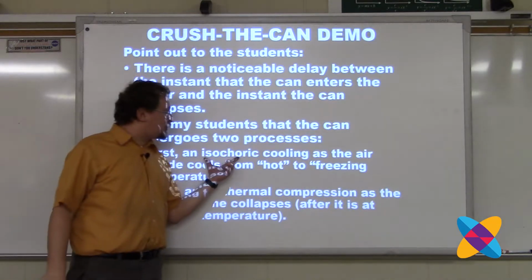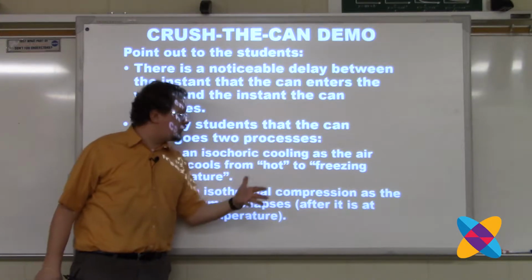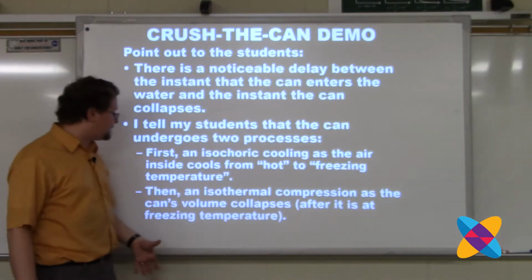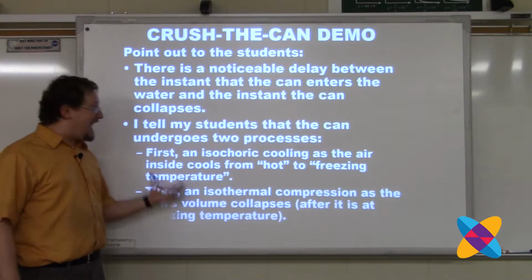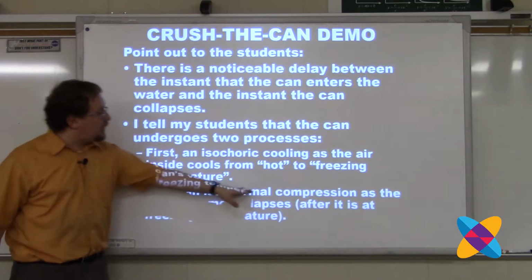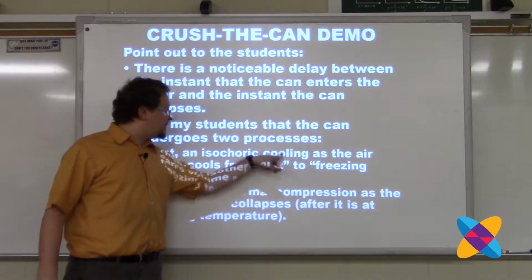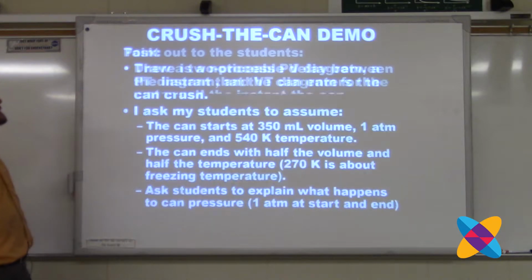One, isochoric, as the air goes from hot to cold. As the air goes from hot to cold, that's an isochoric process. The can has not yet changed its volume. Then an isothermal compression: the can is already cold, now the can collapses. First an isochoric cooling, constant volume cooling, then an isothermal compression as the can crushes.